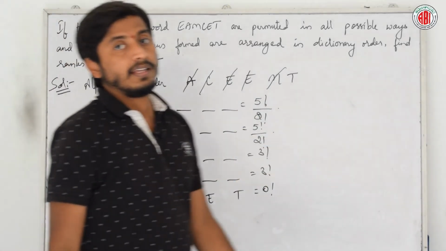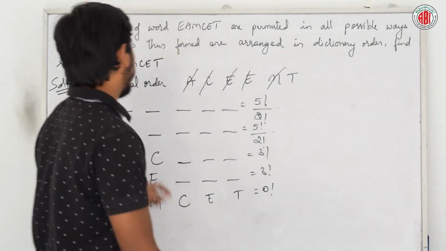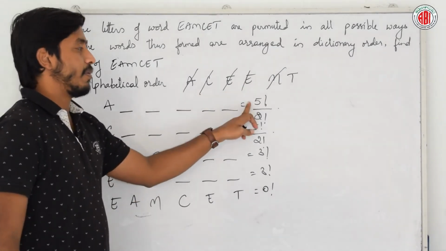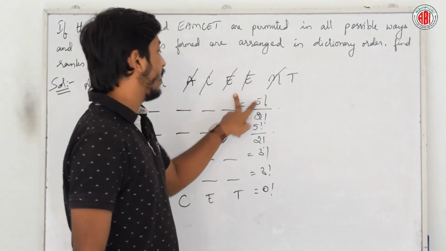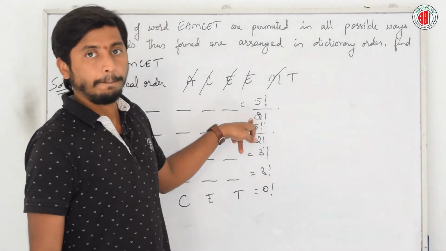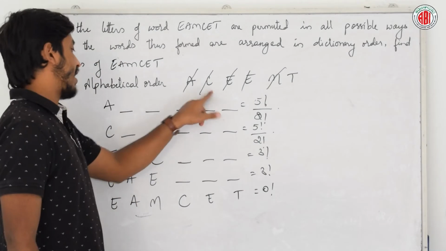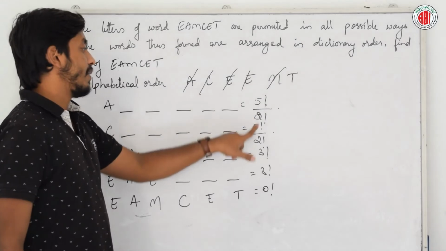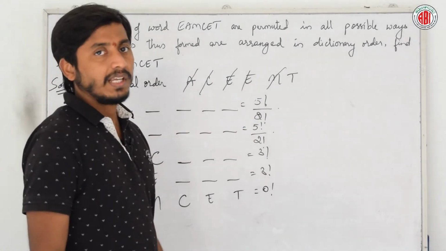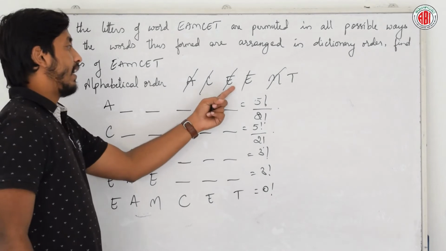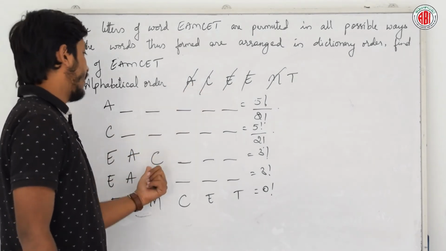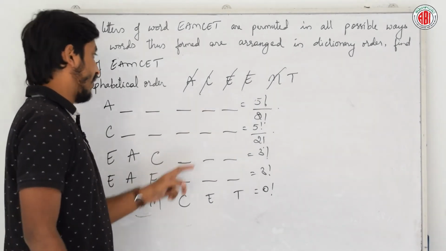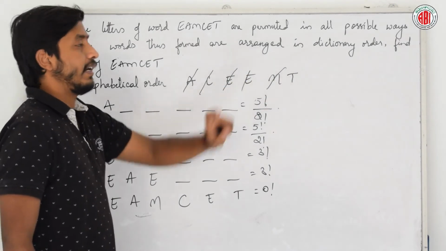Is that right? Any confusion you have? See here once again. First we will write A and all the letters can be arranged in 5 factorial. Since E is repeating, we will write it divided by 2 factorial. Right? Fine. After that again it starts with a C, 5 letters. It can be arranged in 5 factorial. Since E is repeating, divided by 2 factorial. Right? After that we'll get E, A, it is setting. Finally with C remaining, 3 factorial. After that E, A, E, again 3 factorial. Finally M is setting, C, E and T.